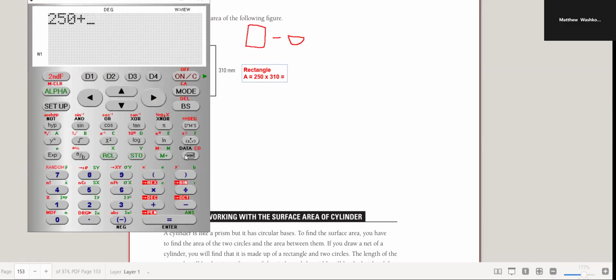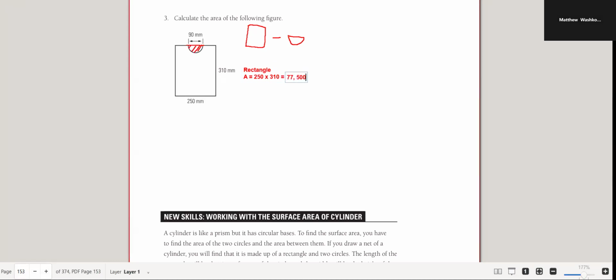250 times 310, 77,500. 77,500 millimeters squared. So check, I've done that. Now let's do the circle.